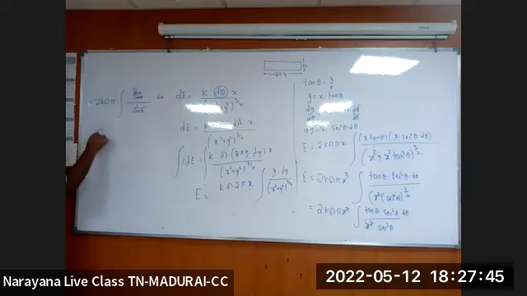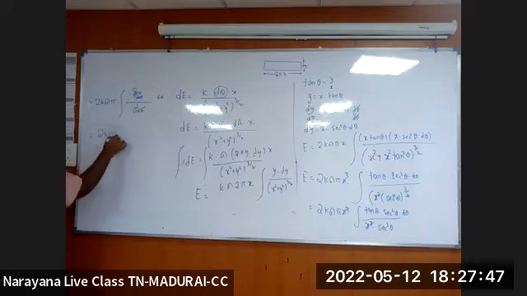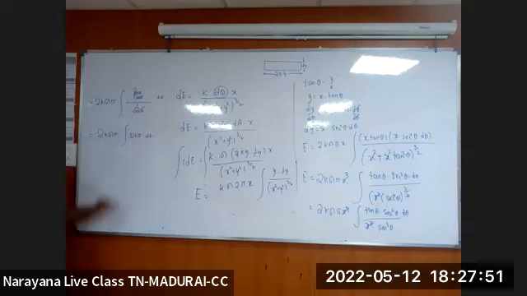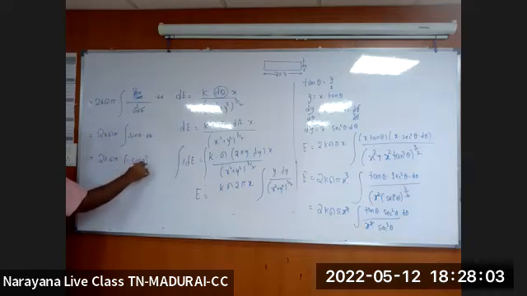So 2 into k into sigma into minus pi, integration of how much? Sin theta into d theta. What is the integration of sin of theta? Minus cosine of theta. What is cosine theta value? Tell me.